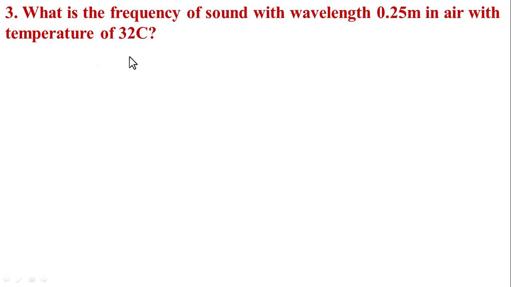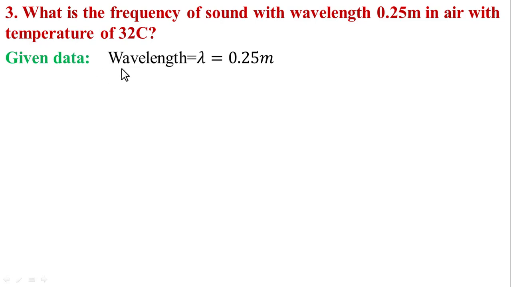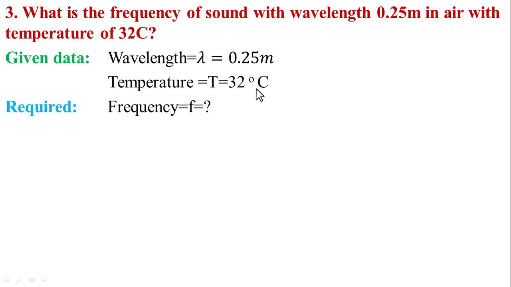In question number 3, what is the frequency of sound with the wavelength of 0.25 meter in air at the temperature of 32 Celsius? Now write the given data. Wavelength lambda is equal to 0.25 meter, and temperature T is equal to 32 Celsius. Now we require the frequency. Using the formula, first of all find the velocity, the speed of sound at temperature.